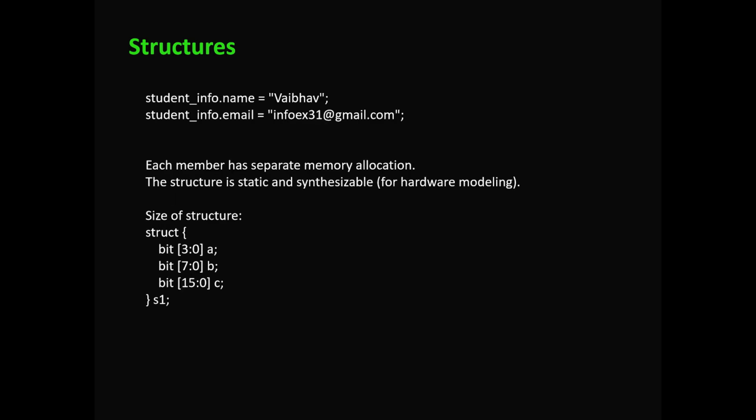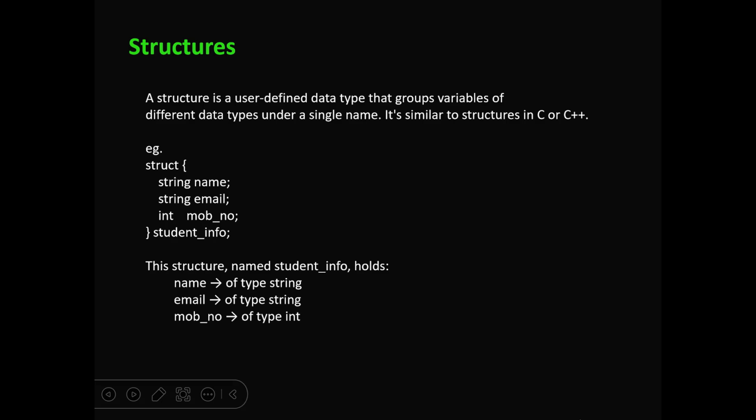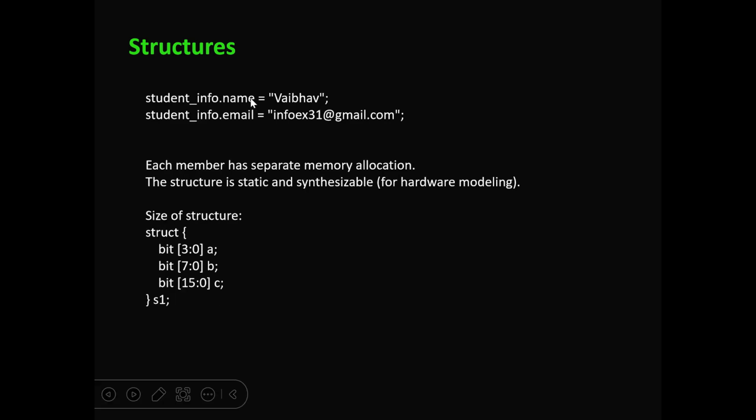Okay. Now let's see how we can access structure elements. So here I am accessing structure elements by using an instance. Here you can see our instance is student info. So I am just writing student info and the element is name. So student info dot name. By using the dot operator, we are accessing the element. So student info dot name is equal to Vaibhav. Now similarly, we are accessing our email element. So student info dot email is equal to my email. So that's how you are able to access the structure elements.